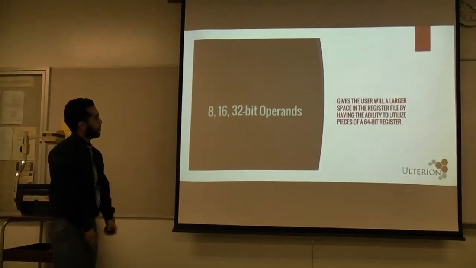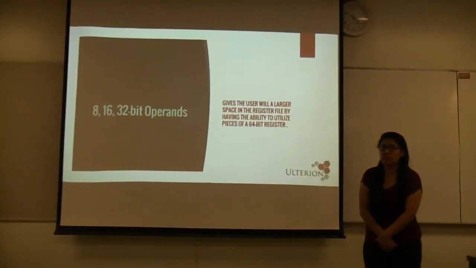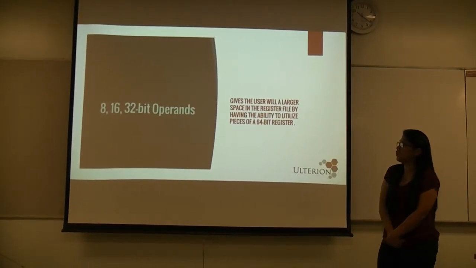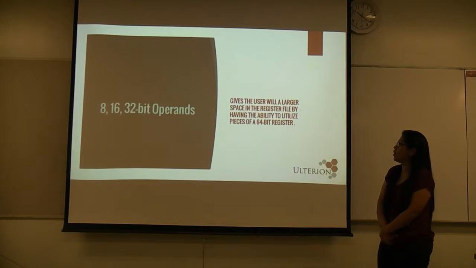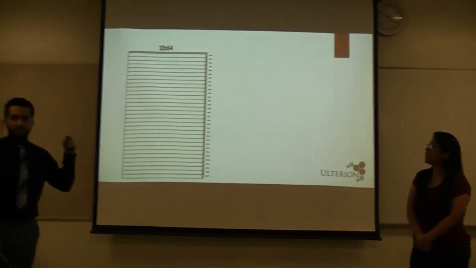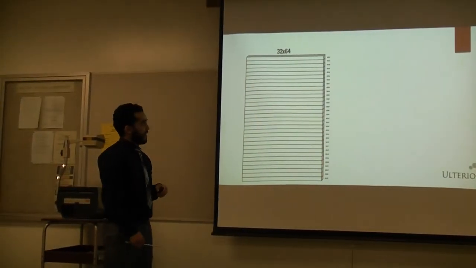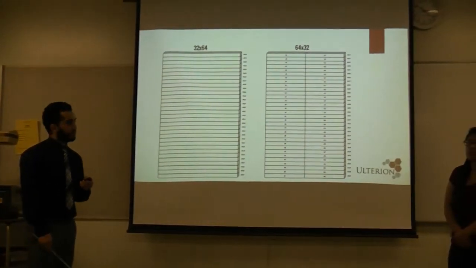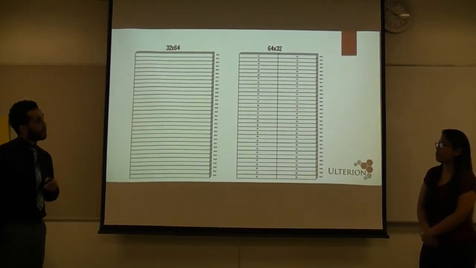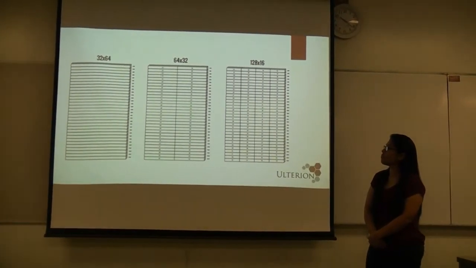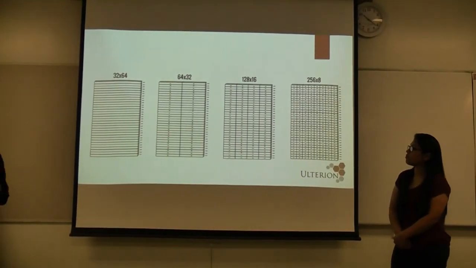So our second enhancement is our 8, 16, and 32-bit operand instructions. This gives the user a larger space in the register file, having the ability to utilize more pieces of a 64-bit register. So we currently have 32 registers, 64 bits wide. But now from those, we can actually make 64, 32 bits wide. Then also we can make 128 registers, 16 bits wide. We can also make 256 registers, 8 bits wide.